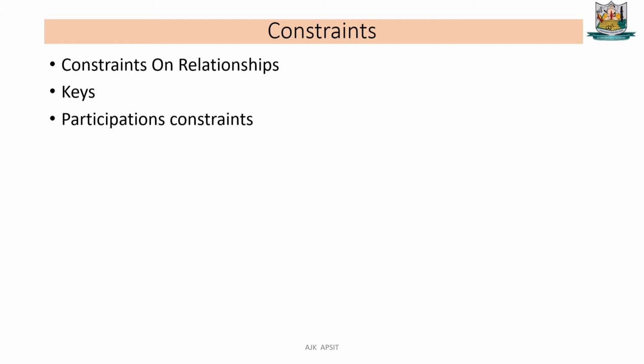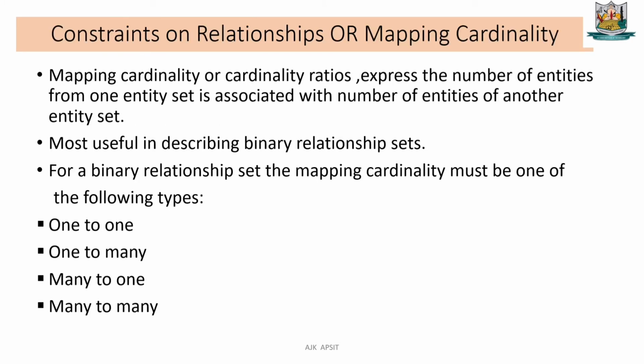Now let's understand the constraints. Constraints are the desirable limitations provided by the DBMS. Some constraints are provided on the relationship, some constraints are provided as keys, and some constraints are provided as participation constraints. Now let us understand the constraints which are applicable on the relationships. These are also called mapping cardinality.